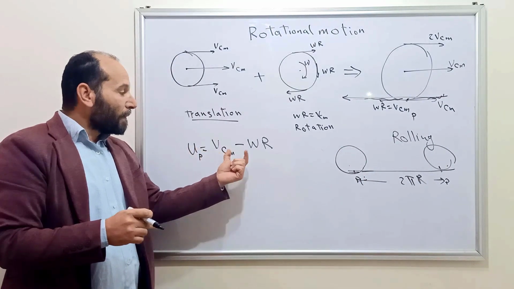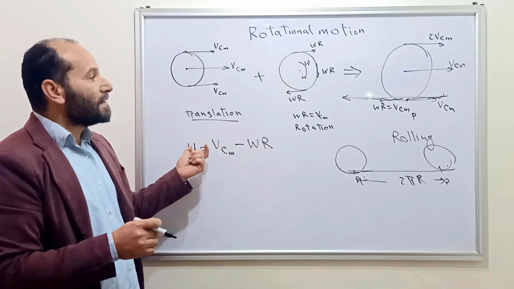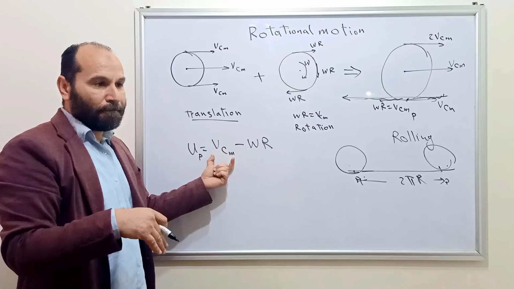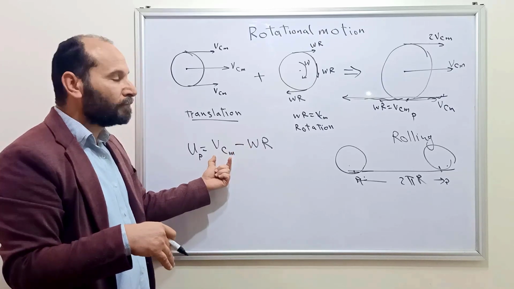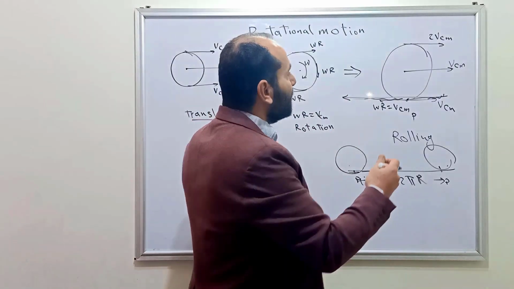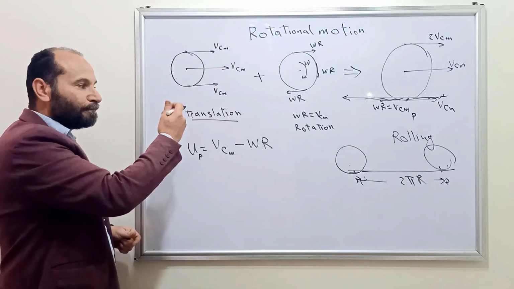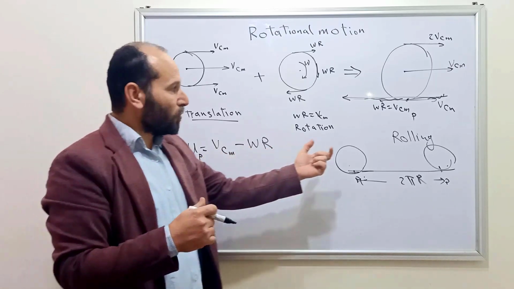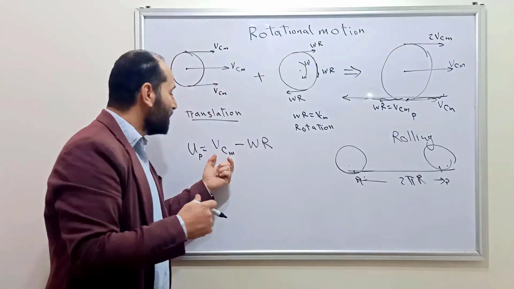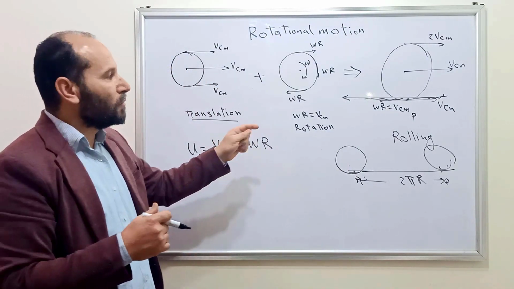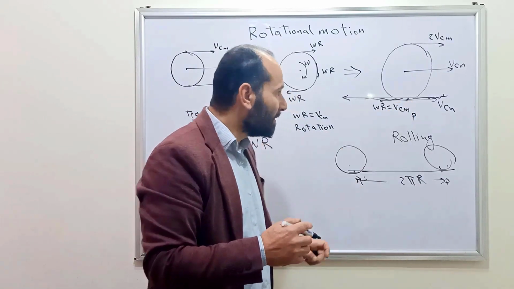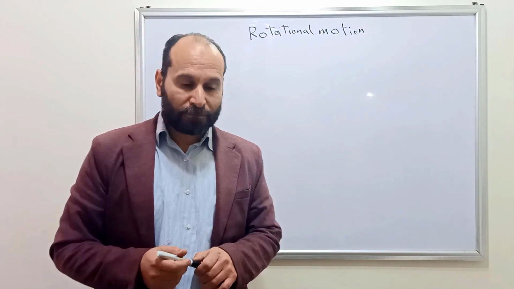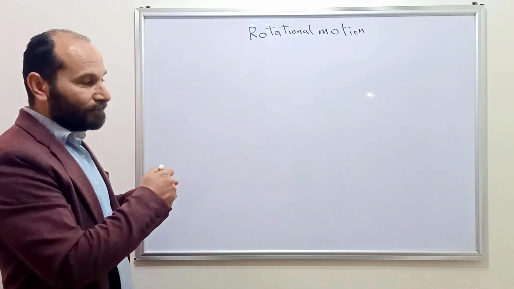If VCM is greater than omega r, the body or the circle moves in the direction of VCM. If omega r is greater, the circle moves in the opposite direction of VCM. If VCM equals omega r, it is pure rolling, and VCM minus omega r equals 0, so the point B has no relative velocity. What about the acceleration of any point in the circle?